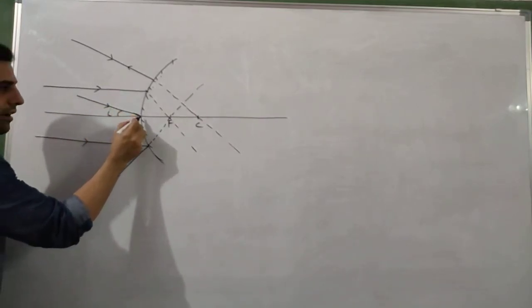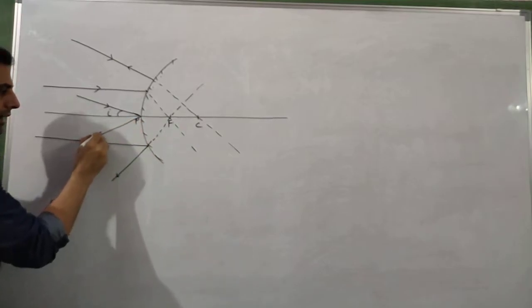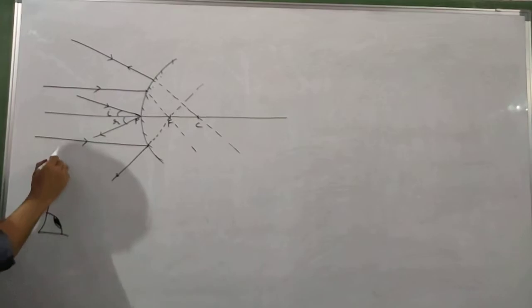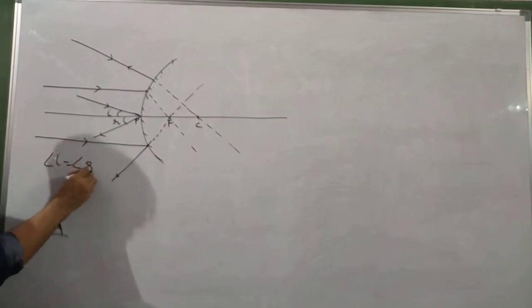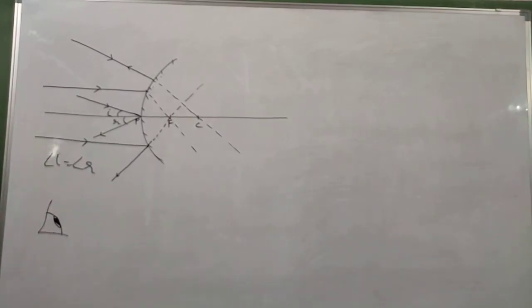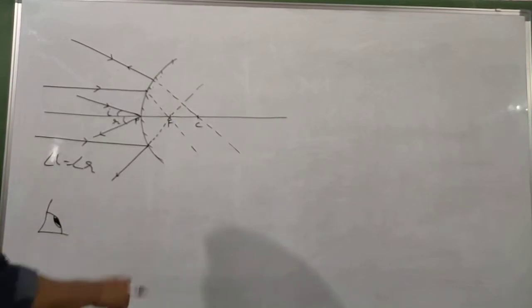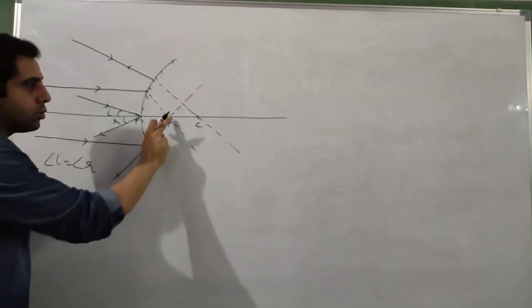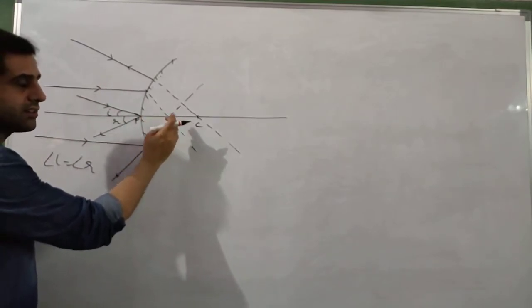This ray, when reflected from the pole, will go like this and make the reflected angle R, and angle I will be equal to angle R. So there are three rules that we are following here. I'll quickly repeat. All those rays which are coming parallel to the principal axis will appear to come from the focus, which is on the right side of the mirror.